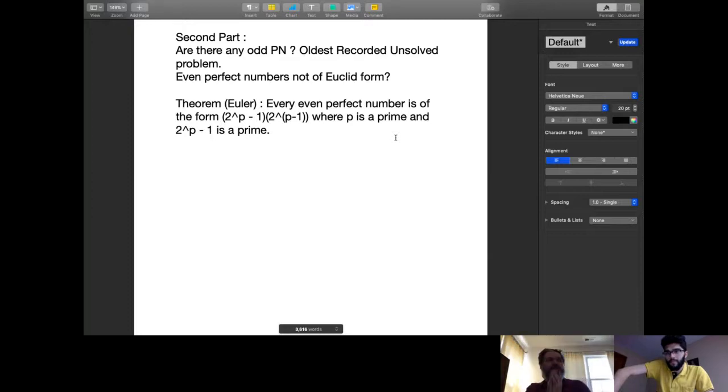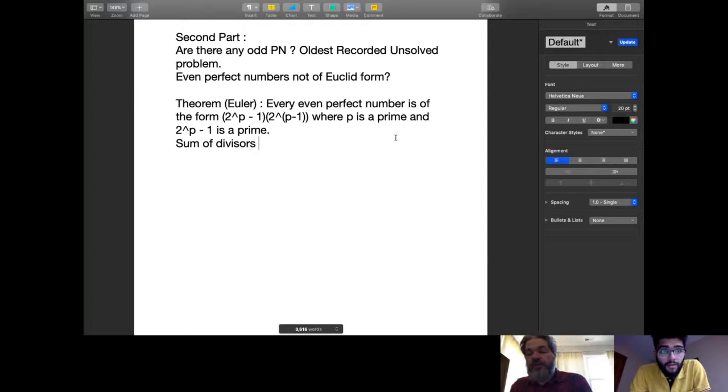Now, how do we prove Euler's theorem? We allow ourselves to use some things that we learned in class, for instance, the sum of divisors. Okay, let's go over the proof quickly. Let n be an even perfect number.